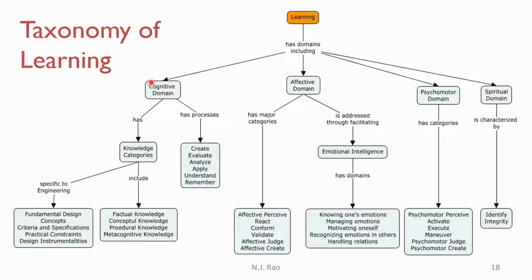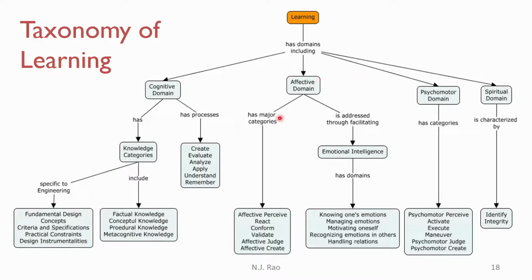Similarly, the cognitive domain has knowledge categories. These include factual knowledge, conceptual knowledge, procedural knowledge, and metacognitive knowledge. And there are some categories specific to engineering. Outside these four, they include fundamental design concepts, criteria and specifications, practical constraints, and design instrumentalities.